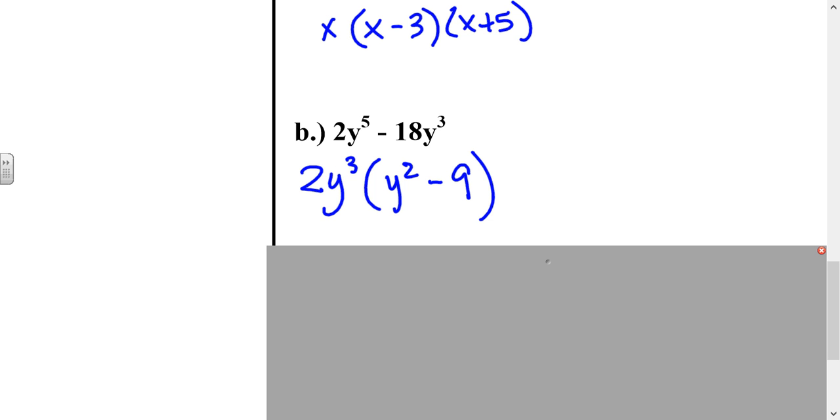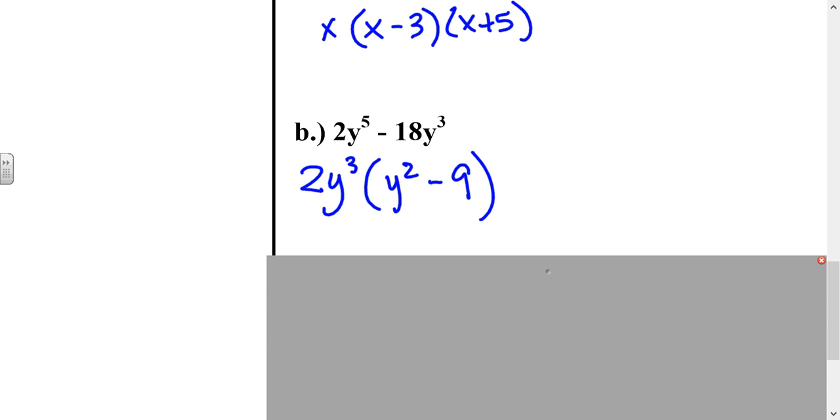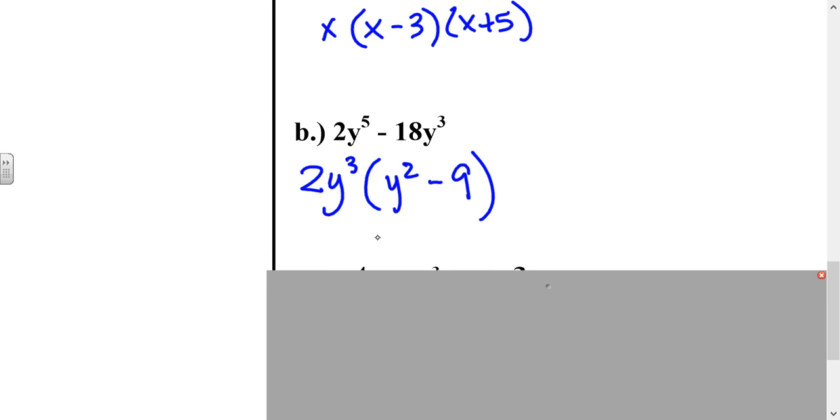Now I have to check to make sure that this is factored completely. I can't break down the 2y cubed. Can I break down y squared minus 9? And I can, because if you notice, y squared minus 9 is called a difference of squares. Y squared is a perfect square, and 9 is a perfect square. So if I take the square root of y squared, what do I get? Y. And if I take the square root of 9, I get 3. So this part breaks down into y plus 3 and y minus 3.